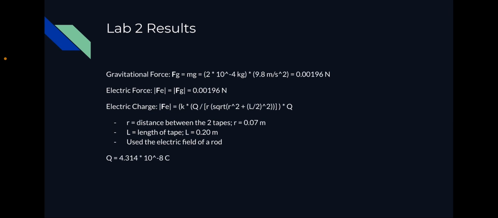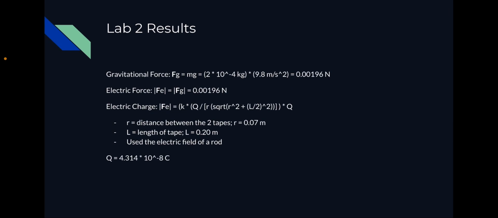For Lab 2, I first calculated the gravitational force, which was the same as in Lab 1, which is 0.00196 newtons. The electric force is equal to the force of gravity in this model because the tape is floating, so the force above it and below it must be equal.